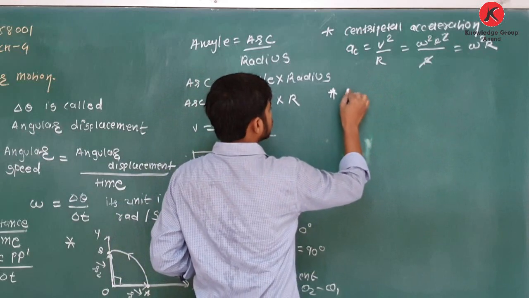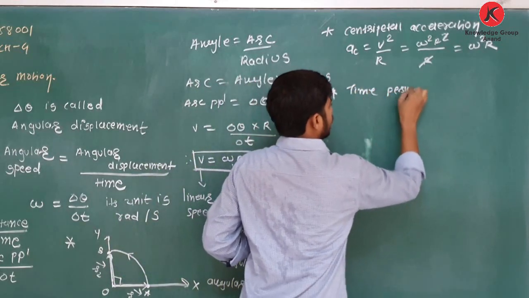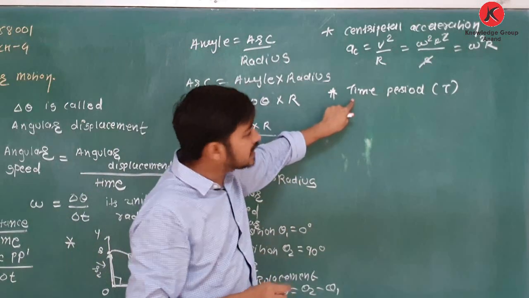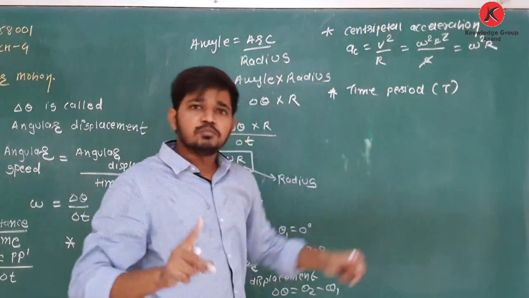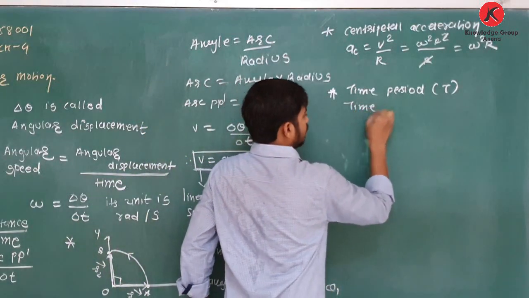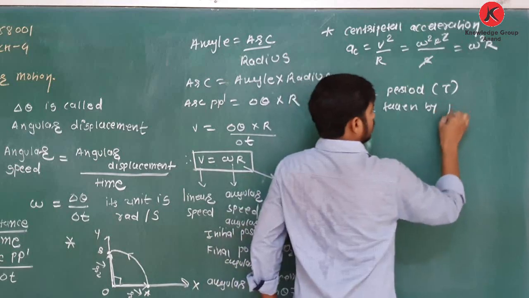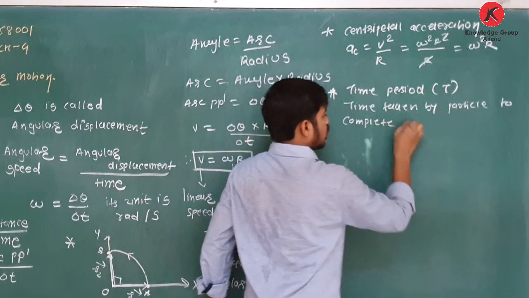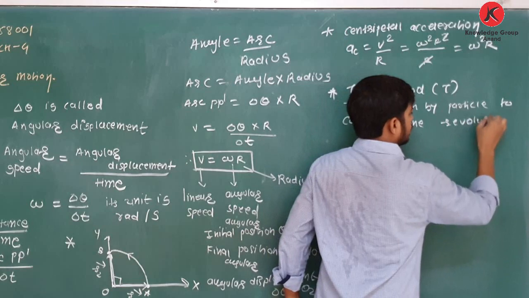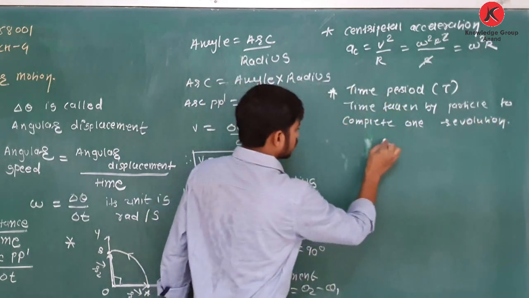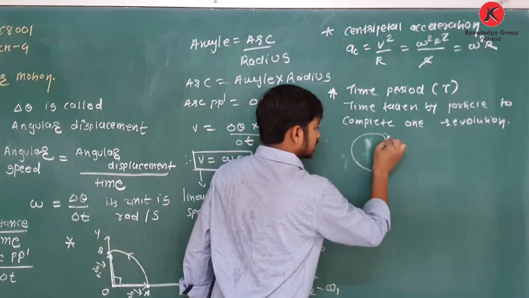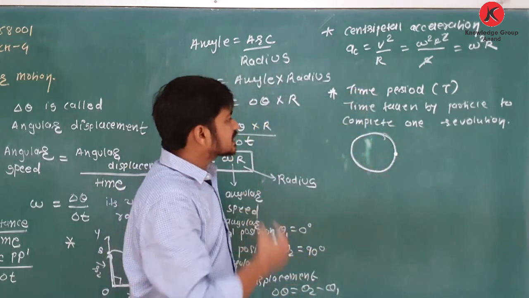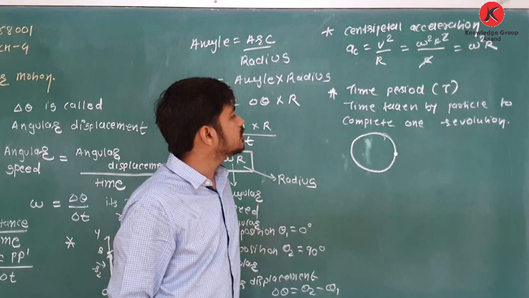Okay. Two more quantities you have to remember. First is time period, denoted by capital T. What is time period? It is the time taken by a particle or object to complete one revolution. If it is one circle, starting from this point, it moves and again reaches the same point, it is called one revolution. So the time taken by a particle to complete one revolution is called the time period.